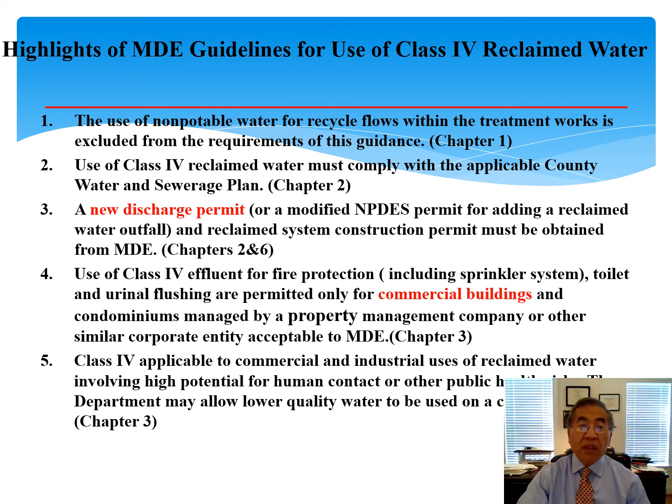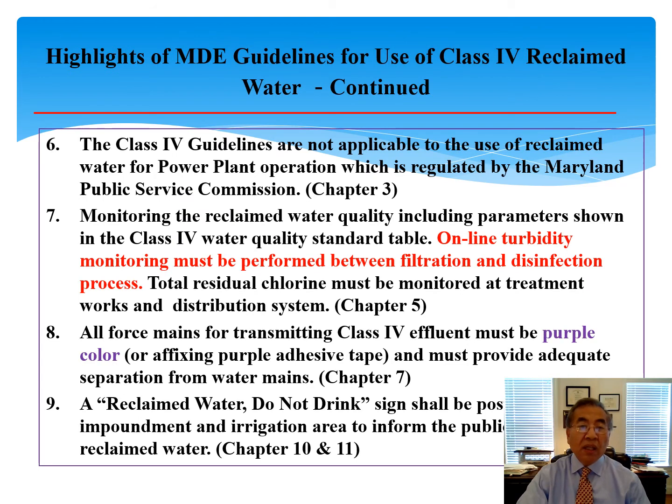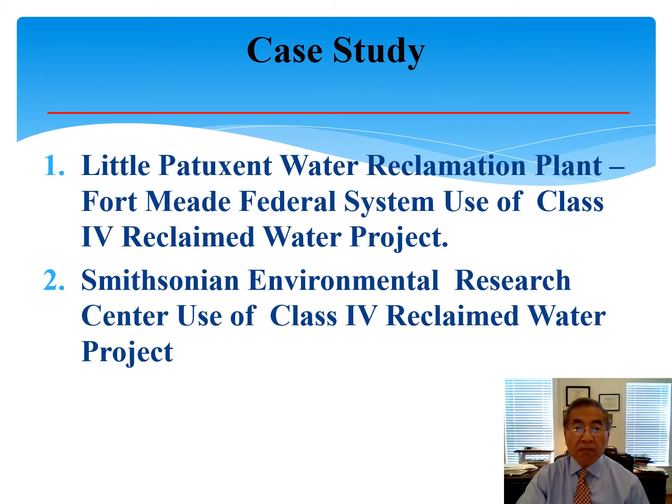Other highlights include, when you monitor turbidity, number 7, you have to use an online turbidity meter for monitoring. And number 6, power plant water reuse: the Department of Environment is not the approval agency. You have to get approval from the Maryland Public Service Commission. They are the ones who regulate power plants in Maryland.